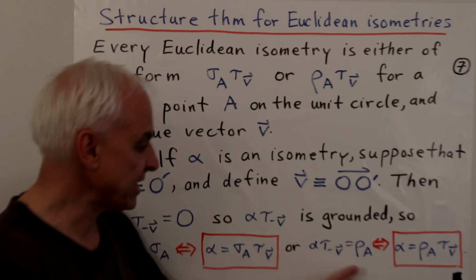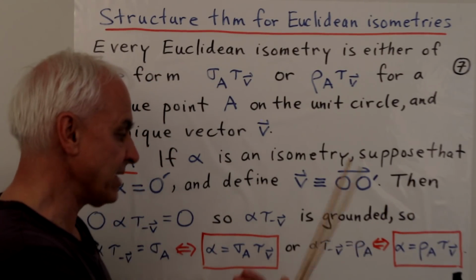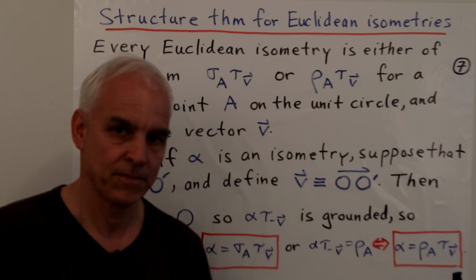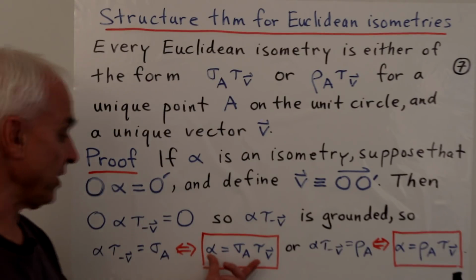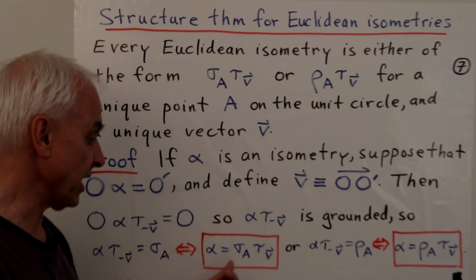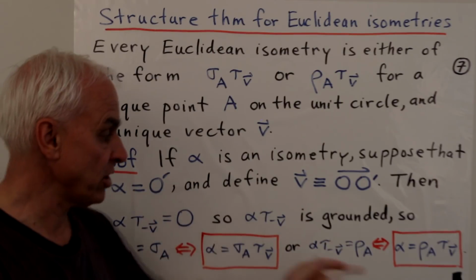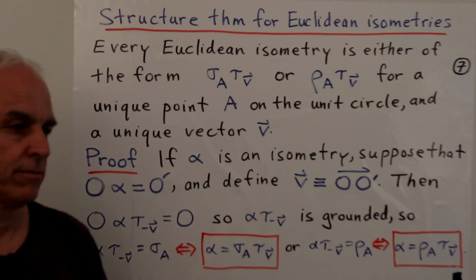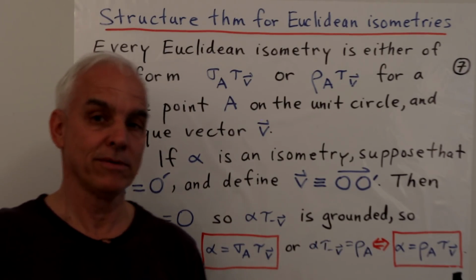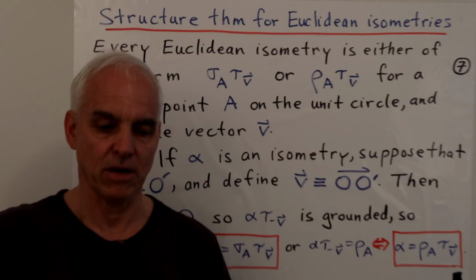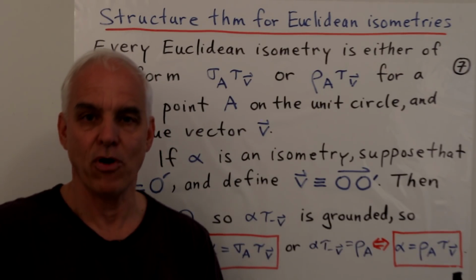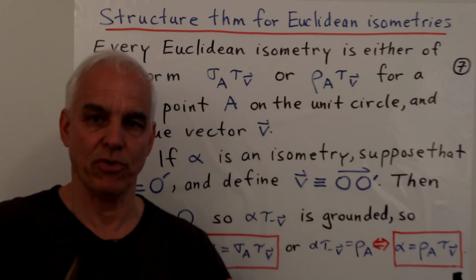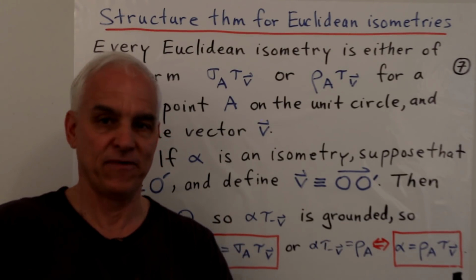And similarly in this case, we apply tau sub v on the right again and we get alpha equals rho sub A followed by tau sub v. So in either case, we have very explicitly our isometry written as a product of a reflection and a translation, or a rotation and a translation. And this is an elementary, relatively simple, but beautiful characterization of isometries. And it's really the starting point now for an interesting discussion of the geometry and the algebra and the group theory of this full isometry group.